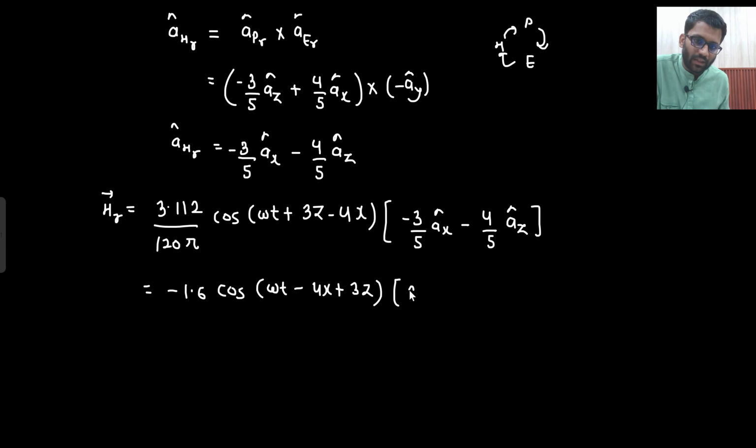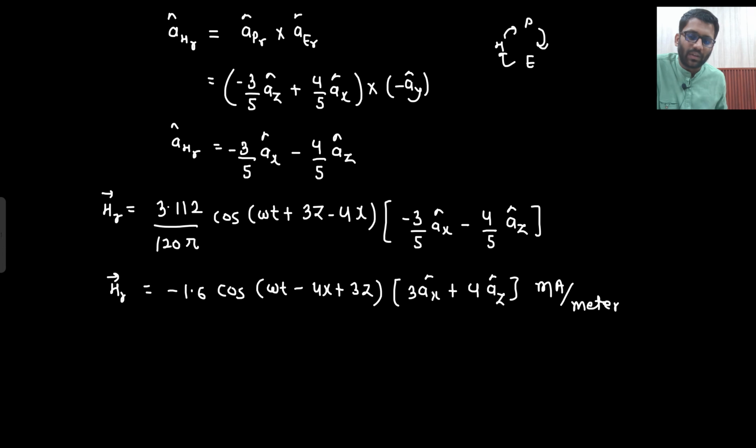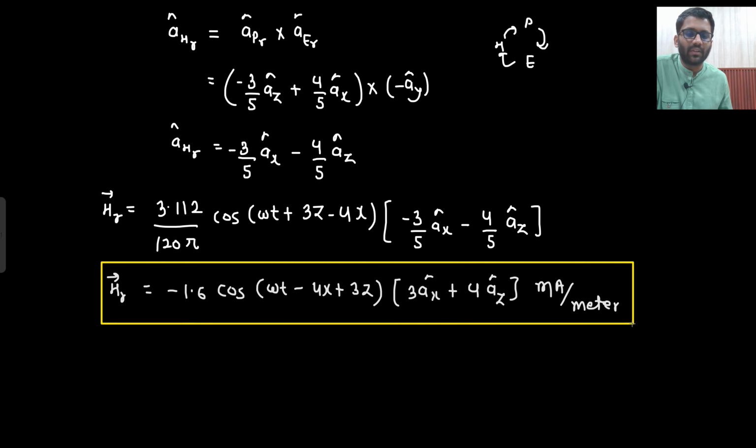Then the minus sign has been taken outward. 3ax plus 4az cap milliampere per meter. This option can be mentioned in your answer. Okay, in the examination, this option can be mentioned. It will not be mentioned like this. They will calculate the final value, and also they will take this 5 in action as well.